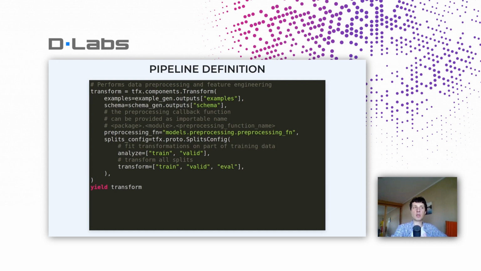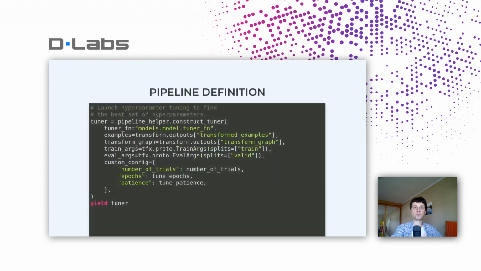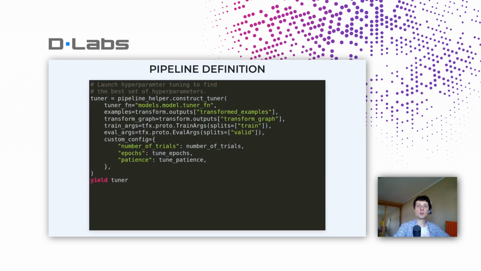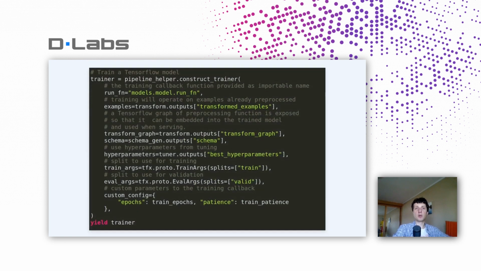You can see that we are providing the callback as an importable name. That means that this function needs to be importable from within TFX. We will be talking about how to package this code later on, but just a heads up, we will be using Docker and we'll be putting the code of the preprocessing function inside the image that is going to be containing the TFX distribution. In the next step, we can construct the tuner component, which is going to take care of finding the best set of hyperparameters, but let's skip along and concentrate more on the trainer.